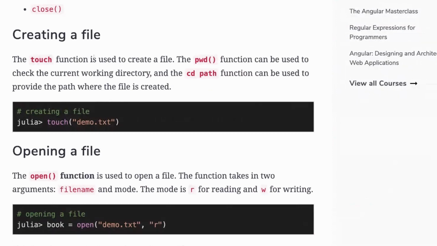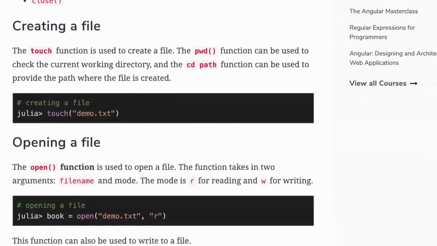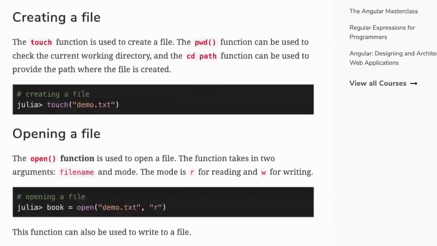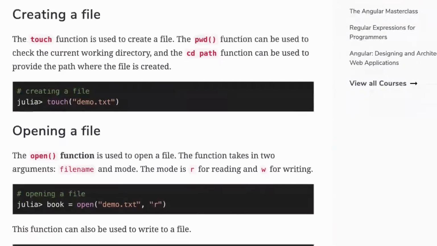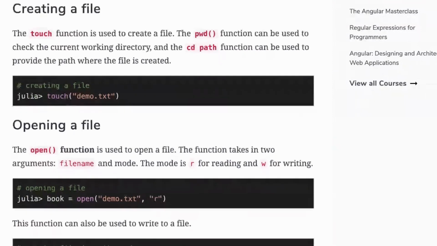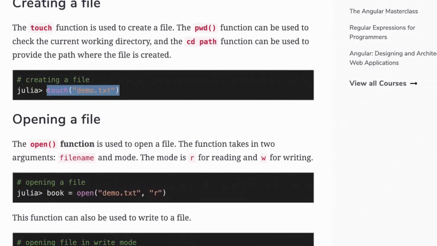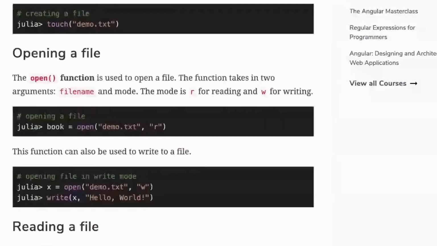Well, you should be able to create CSV files, and any file, if you know the extension, using, for example, this touch function. Right, you can create anything using touch. For example, here she's creating a demo.txt file. If you want to open a file, there's the open function. And all of these functions are in the Julia base package, so you don't have to import anything to use any of these. They're just there for you. You just type open and it just works, or touch and it just works.